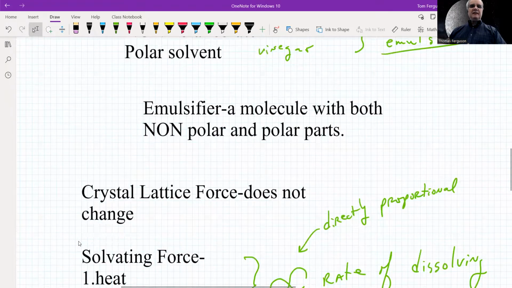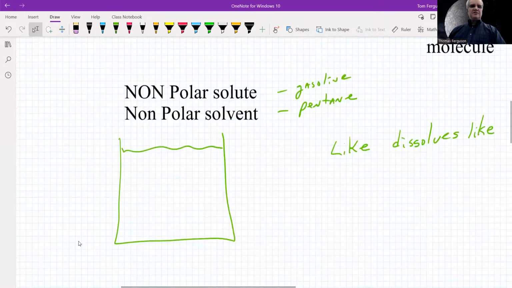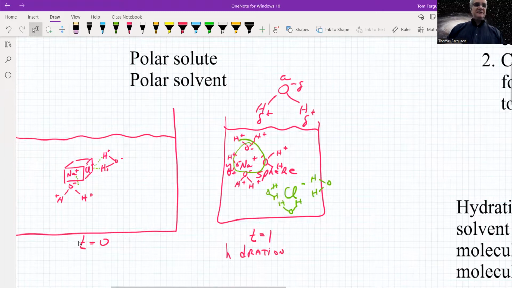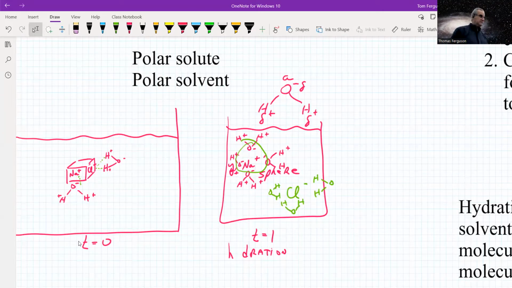So you need to be comfortable describing these situations. You will have a question on test 5 regarding this: qualitative solutions in terms of solute, solvent, solvating force, crystal lattice force, and the parameters for solvating force. Guaranteed, okay?